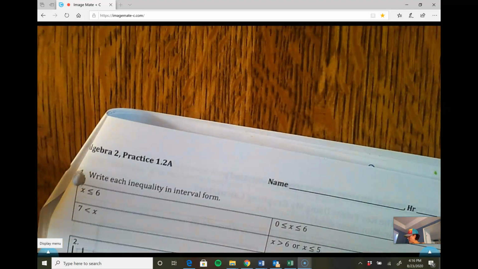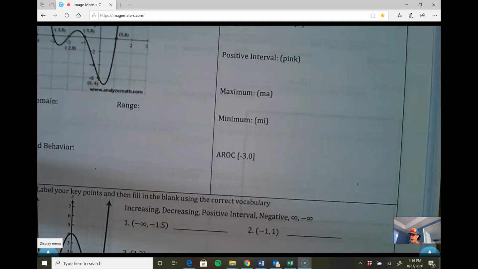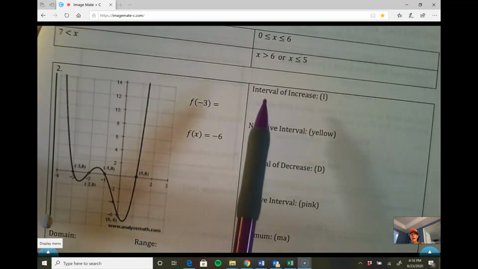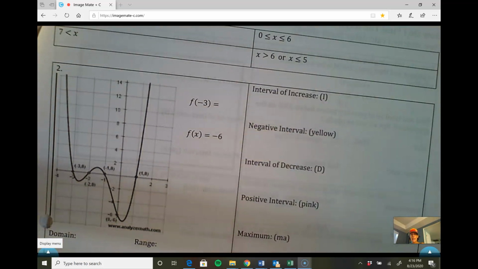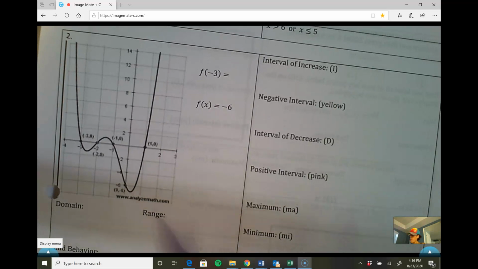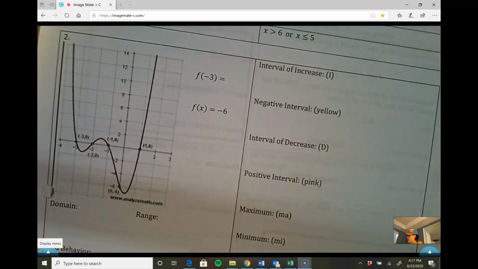All right, that was a long video. So what is your practice? Your practice is on page 13. You're going to write these as intervals. I do expect to see the I, the yellow, the D, the pink. This I don't need for you to do, but it would just be like, here's my max, here's my min. I think our graph might get a little overwhelming.